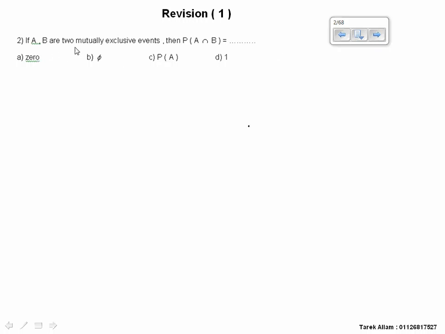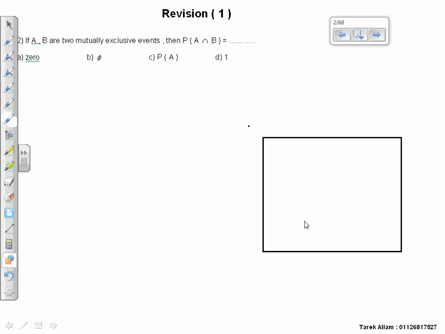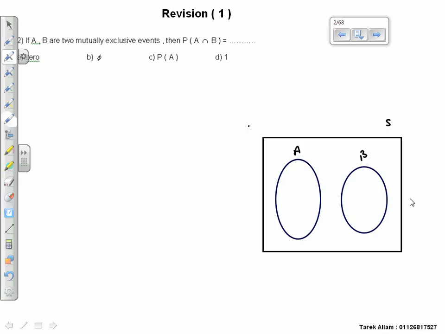Question number 2. If A and B are two mutually exclusive events, then P(A intersect B) equal. Very well. We have A and B, two mutually exclusive events, and that is the sample space of the probability. Then P(A intersect B) equal. We know from this diagram that A intersect B equal empty set. It's an impossible event. There is no intersection elements between the set A and the set B. And the probability of any impossible event is 0. So the probability of A intersect B equal 0. So the right answer is choice number A.